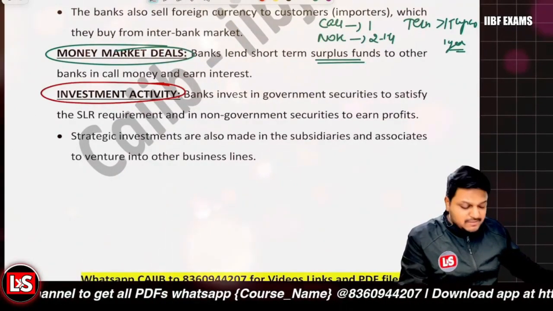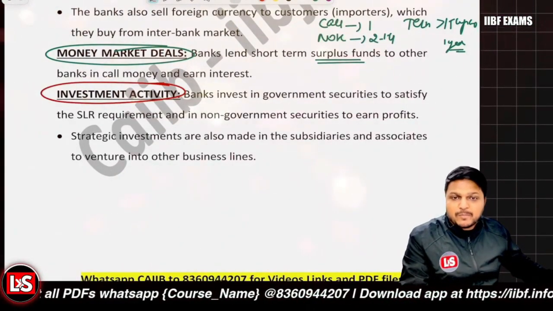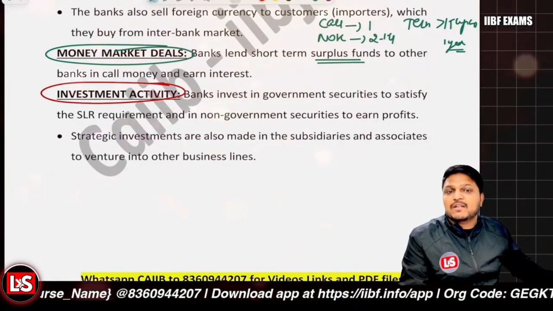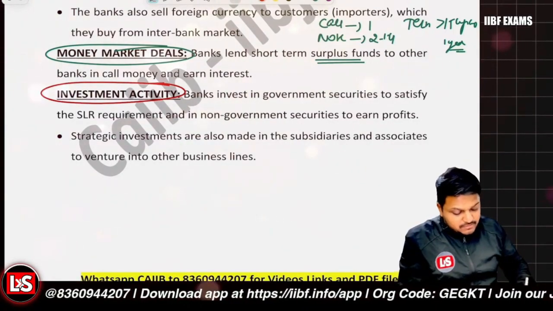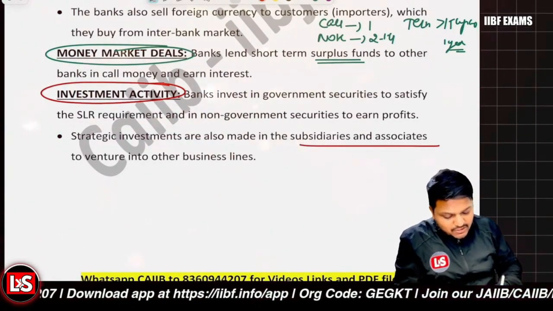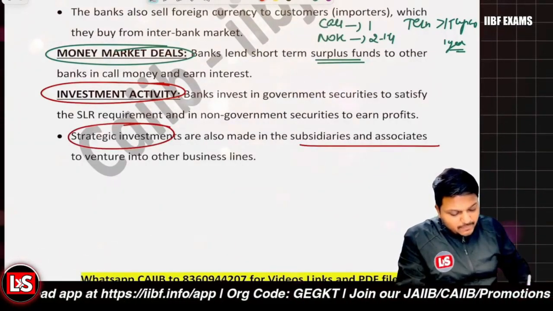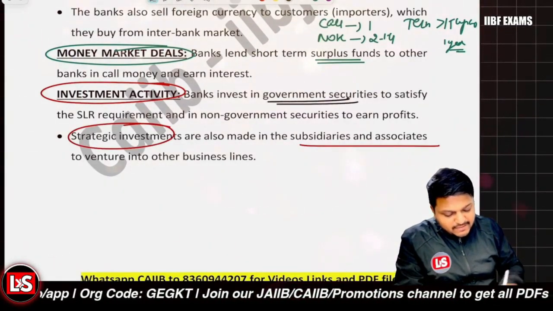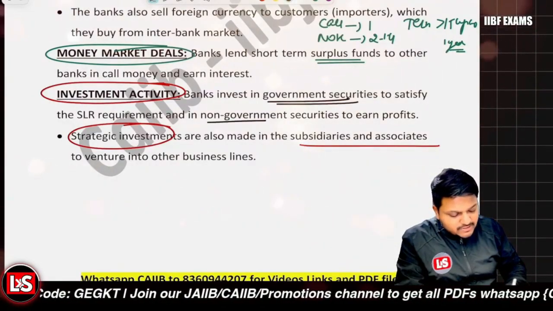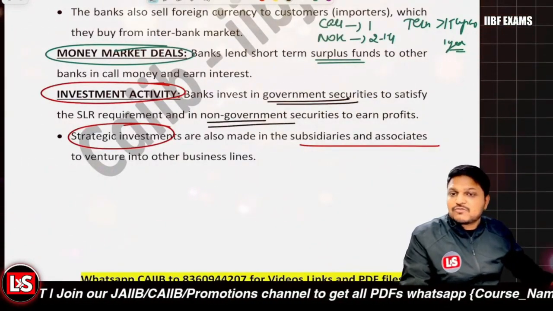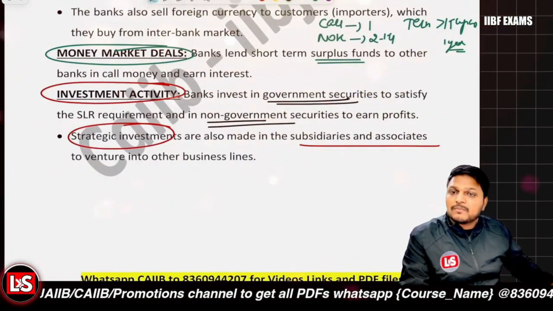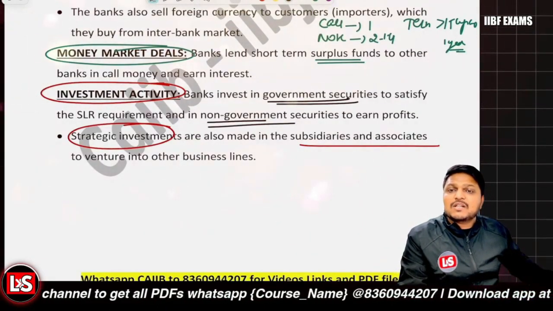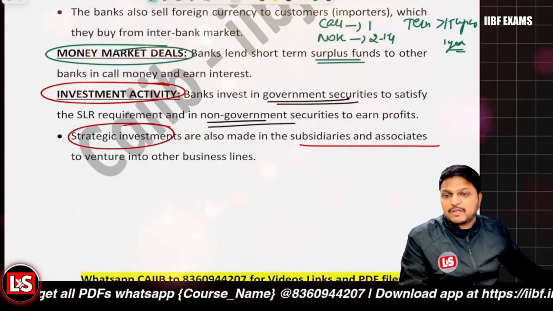Like the banks can be investing in government securities, in corporate bonds, and strategic investment can be there, like investment in the subsidiaries or the associate companies. That's basically the strategic investment, right? So the bank can be investing in government securities so as to satisfy the SLR requirements, and also in non-government securities like corporate bonds, and also strategic investment can be done by the banks, right? So these are the conventional sources of treasury profit.